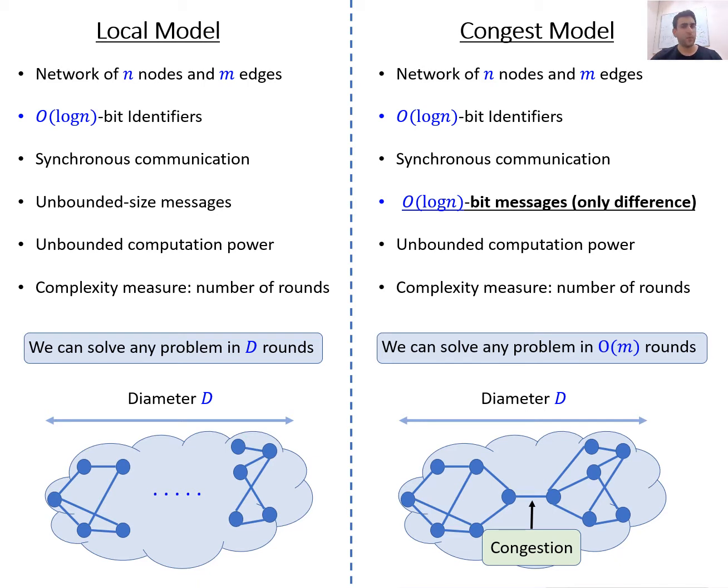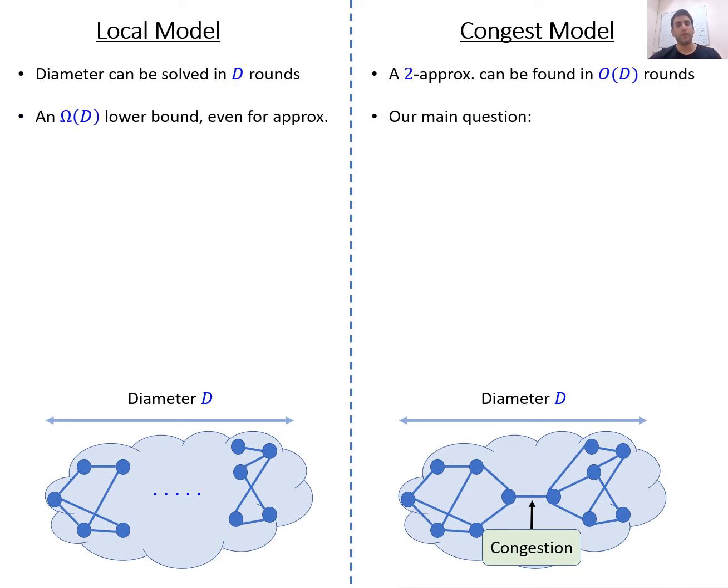And how fast can we compute the diameter in these models? In the local model, we can solve any problem that you want in D rounds. And for diameter, we know that this is tight, even for approximations. This is because we can show a standard indistinguishability argument to prove this lower bound. For example, the nodes cannot distinguish between graphs of diameter D and graphs of diameter, say, 100D in less than D rounds. What about the congest model? In the congest model, we know that in O of D rounds, we can find a 2-approximation for the diameter.